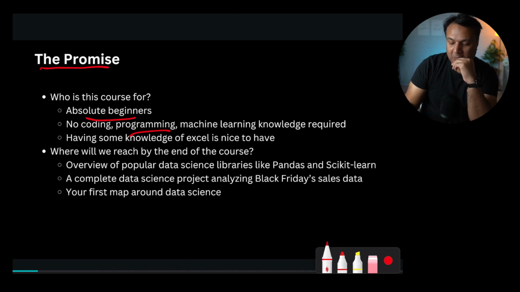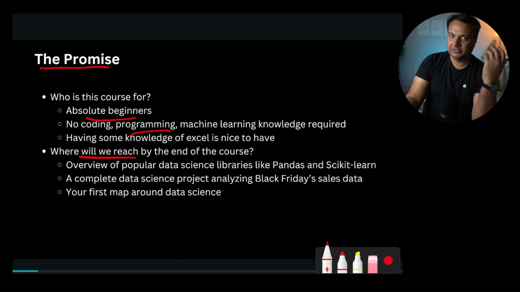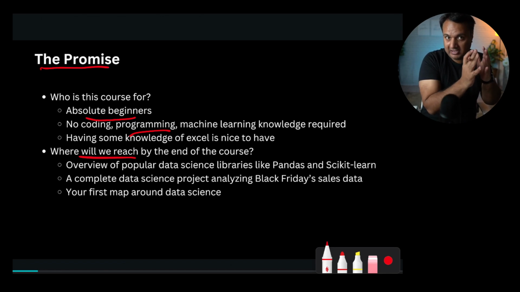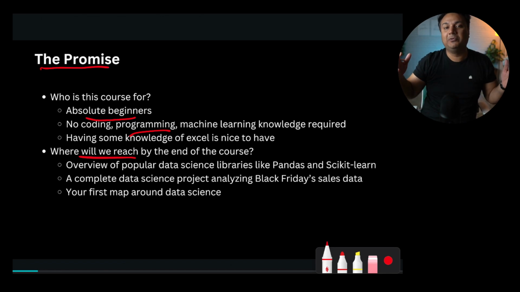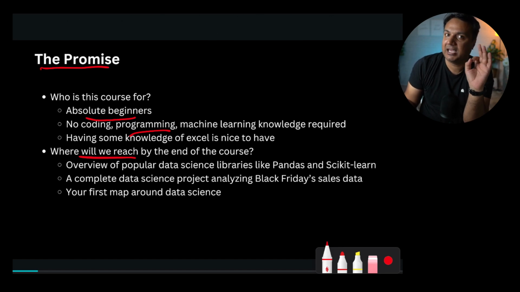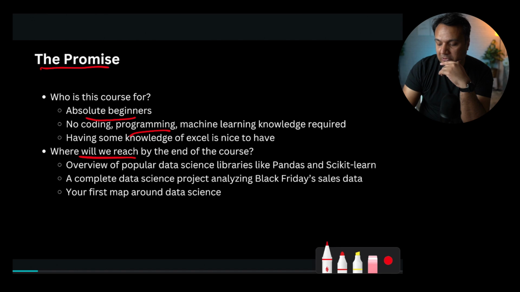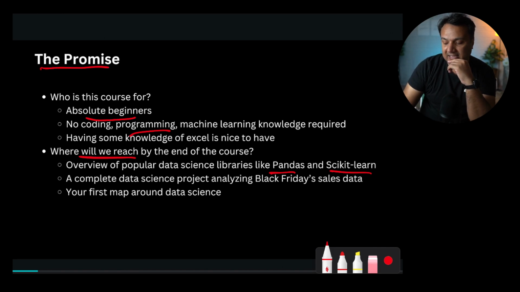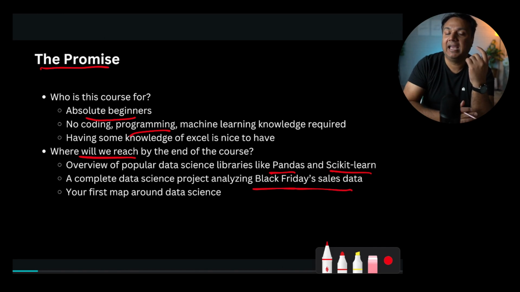So coming to where we will reach by the end of this course. I've already established the start line. The start line is that if you even know nothing about data science, you can definitely take this course. Now, in terms of where we will reach by the end of this course, we will be reviewing and actually using some of the most popular data science libraries in Python. So we'll be looking at pandas and we'll be looking at scikit-learn. And then we will be doing an end-to-end actual real-life data science project where you would be analyzing an open source data, which is Black Friday sales data.